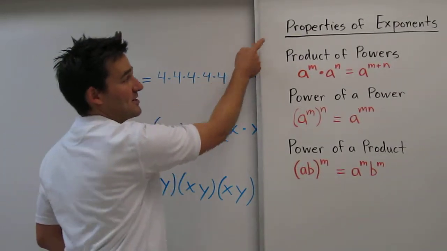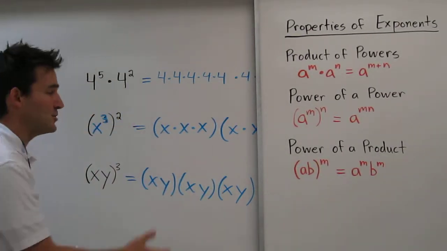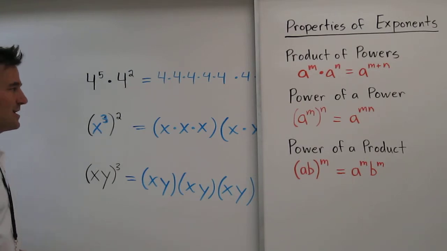But there must be a simpler way, and that's where this comes in. These are the properties of exponents, and they're shortcuts for doing simplification problems like this. Let's redo these problems using the properties of exponents.